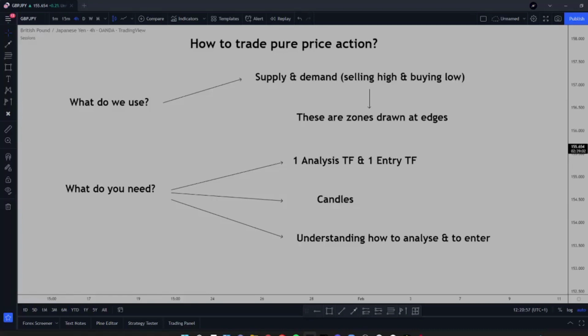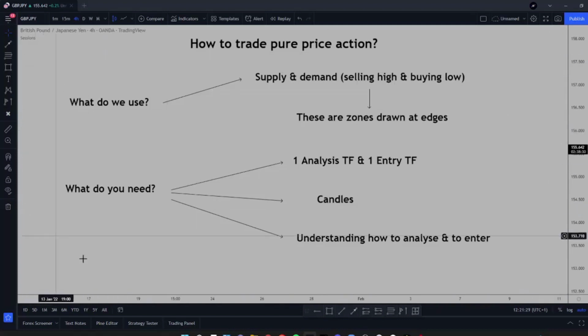So what do we need to trade pure price action? We don't need much. We just need one analysis time frame and one entry time frame. The other thing that we obviously need are the candles. We don't need any indicators, we don't need any trend lines, we don't need any Fibonacci, we just need candles. And obviously what we need is an understanding of how to analyze on our analysis time frame and how to enter on our entry time frame.